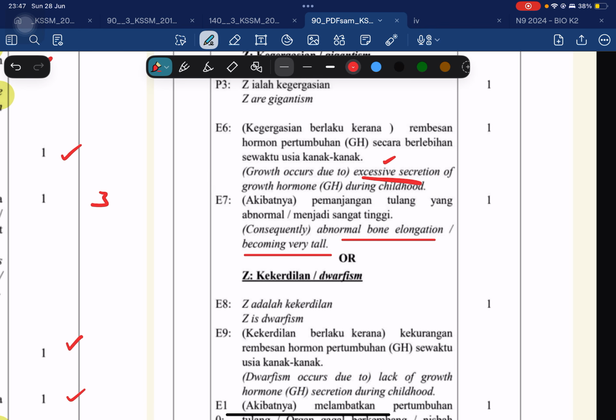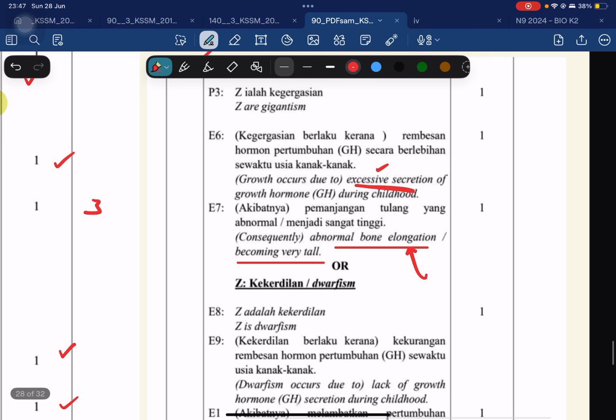But I will encourage you and I prefer you to write this answer, which is cause abnormal bone elongation, because this is the point or even the fact that is actually in your textbooks. Sometimes for the scheme, they will follow the textbook if you want to get the very exact answer. Basically I think we can just follow the textbook. That will be the easiest way you can get the most exact, or we can say accurate, answer.